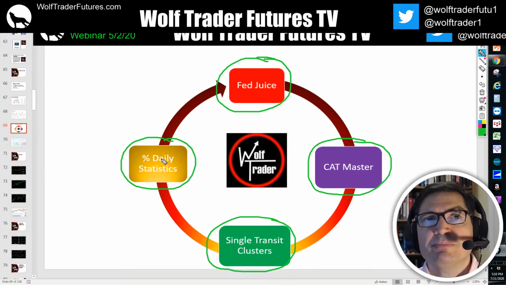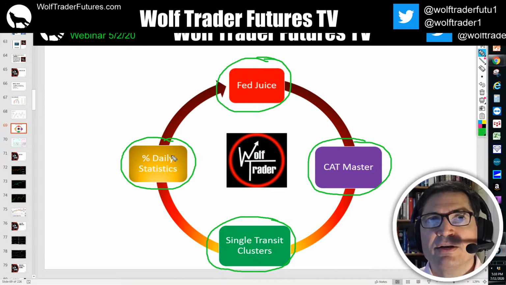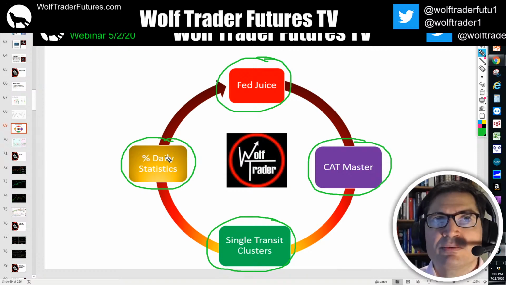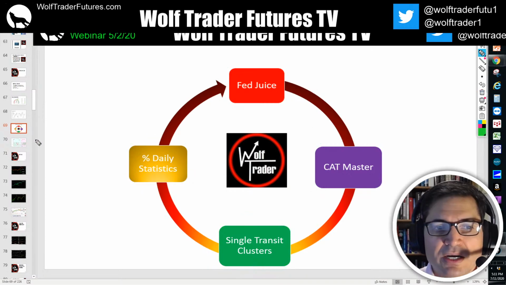So for example, on the S&P, Monday is the highest probability right now. And this is a rolling indicator. It also tells you what's the highest probability reversal day, etc. So these are things that we look at. The newest one is the single transit cluster.